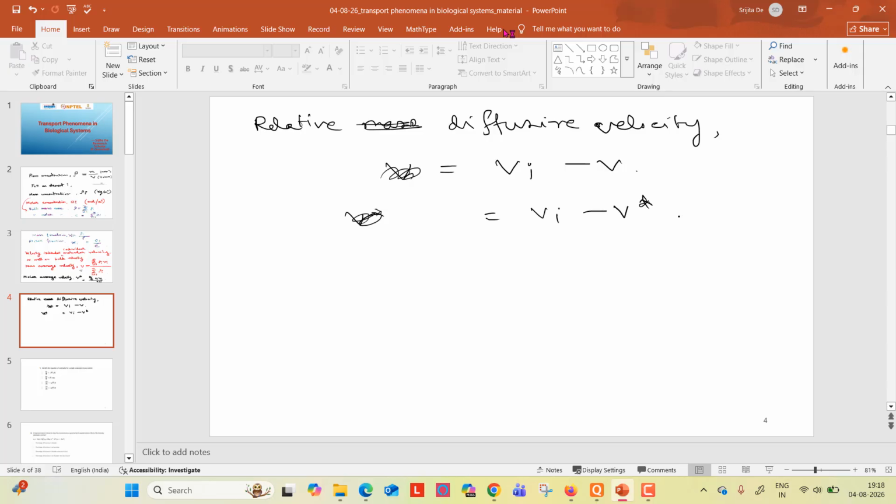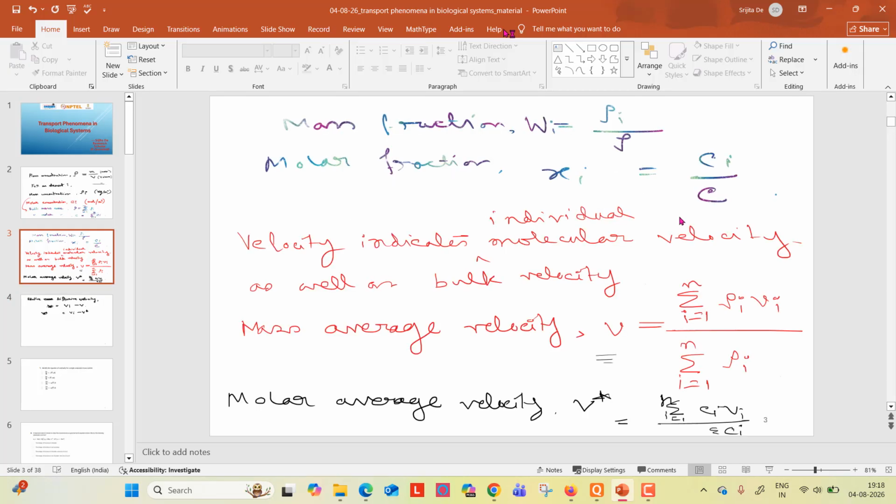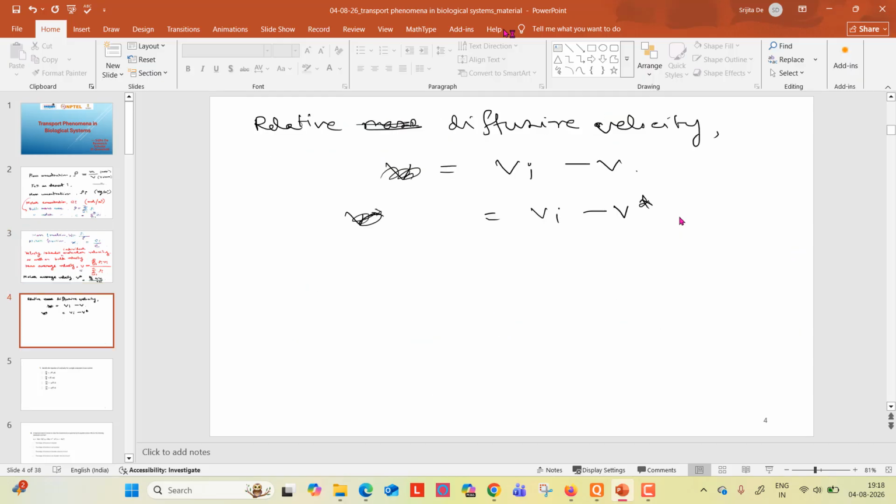So the mass average velocity we have found out, right? From here, molar average velocity and mass average velocity. Now we will define what is mass flux and molar flux. So there are three things: mass flux with respect to the static frame, and mass flux with respect to the reference frame, where the reference frame is moving with mass average velocity, and with molar average velocity. Okay, so there are three things.